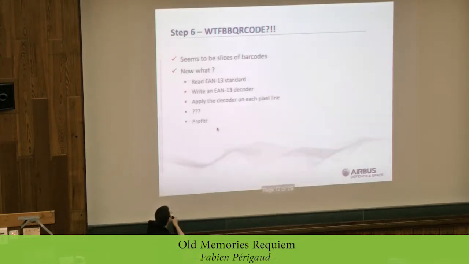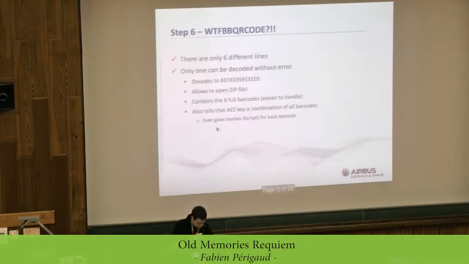By looking at it, we can see that it seems to be slices of common barcodes. What we have to do now is read the EAN13 standard, which is the standard for the barcodes, write a decoder, and try to decode each line of the pictures, hoping we get something. We can see that there are only 6 different lines, and only one can be decoded by this method. It decodes to this value.